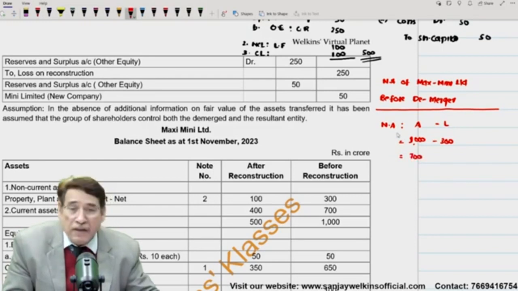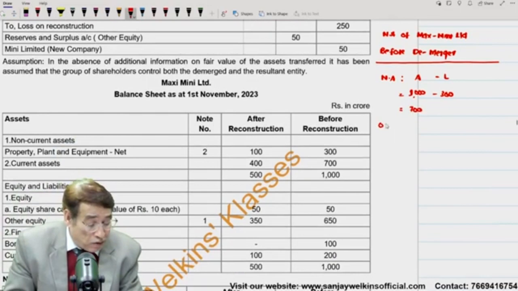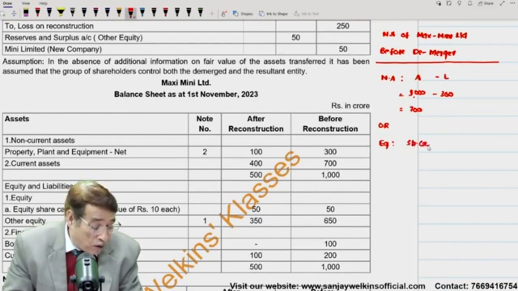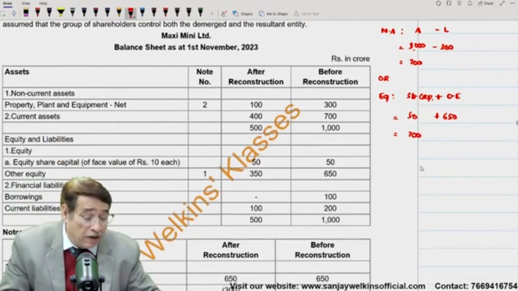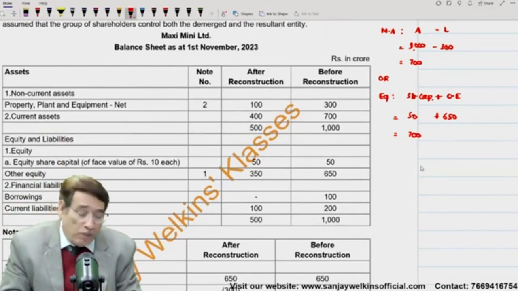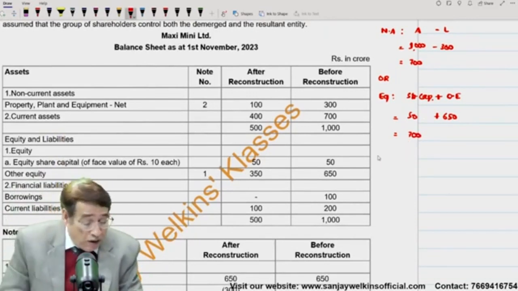Remember one thing, net asset can also be found out in this manner. Net asset is also equal to equity. And equity stands for share capital plus other equity, that is reserve and surplus. Now share capital given in the question as 50, other equity in the total column is given as 650. So we can say that net asset is equal to 700. So either way you can find out the net asset. I'm simply asking you the net assets of this entity, demerged entity, before demerger is equal to 700. Is it clear to you?